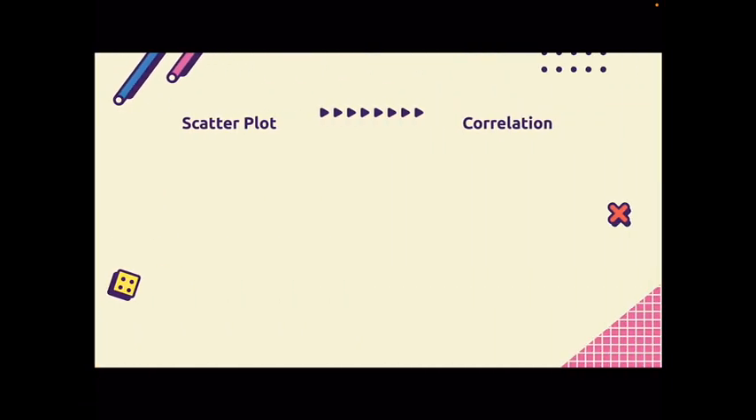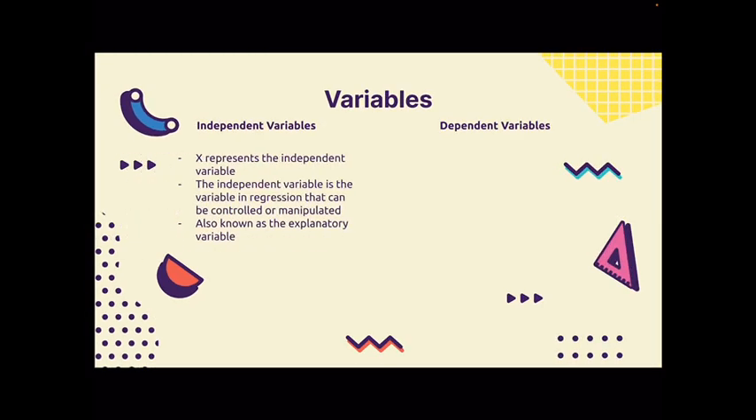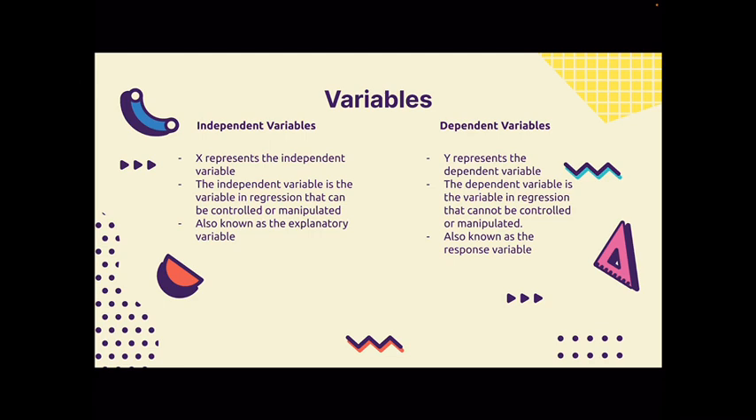Correlation and regression. These are the definitions for scatterplot and for correlation. The variables: the independent variable is represented by x and can be controlled or manipulated. The dependent variable is represented by y and cannot be controlled or manipulated.